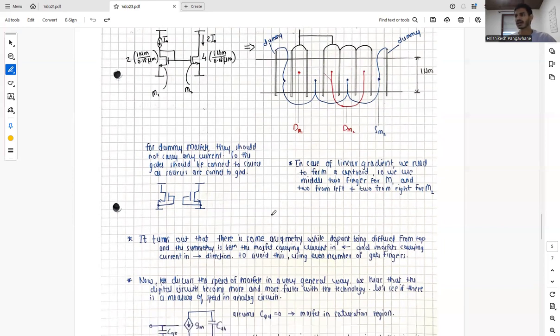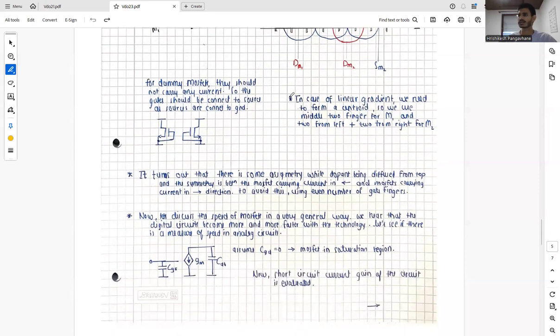And it turns out that there is some asymmetry while the dopant is being diffused from the top, and the asymmetry is between the MOSFETs carrying current in this direction. So there are MOSFETs which carry current in this direction, and there are MOSFETs which carry current in this direction while implementing this layout, and there is some kind of asymmetry between them. So to avoid this, we prefer using an even number of gate fingers.